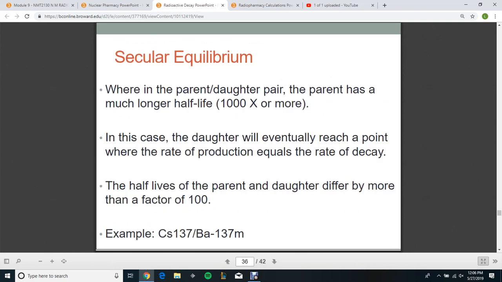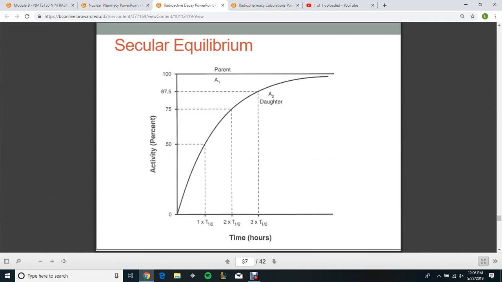Secular equilibrium, where in the parent-daughter pair, the parent has a much longer half-life, 1,000 times or more. In this case, the daughter will eventually reach a point where the rate of production equals the rate of decay. The half-lives of the parent and daughter differ by more than a factor of 100. Example being cesium to barium-137m.